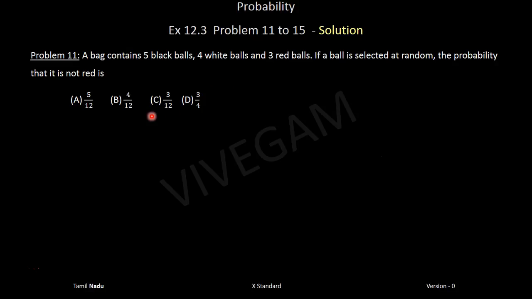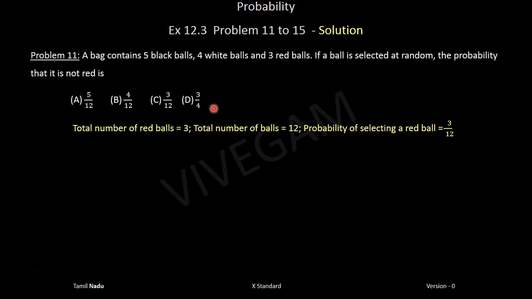they have given the various options, right? So, not red. So, how many balls are there altogether? 5 plus 4, 9. 9 plus 3, 12 balls. So, let's find the probability of getting a red ball. Then we can find the probability of getting not a red ball, right? So, the total number of red balls is 3. The total number of balls is 5 plus 4 plus 3, that is 12.